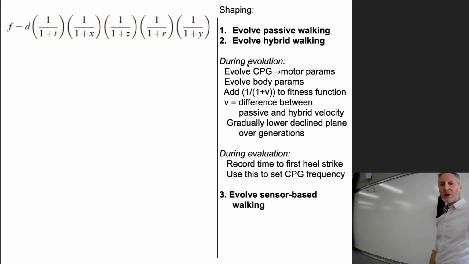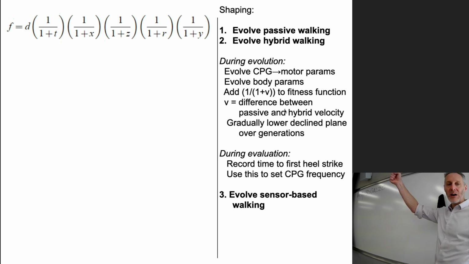Okay, so what's going on during evolution? They're going to continue to evolve these 22 body parameters, and they're going to continue to allow evolution to evolve the subset of weights that lie between the central pattern generator and the motor neurons, but they're going to alter the fitness function. They're going to multiply this whole thing by another penalty term, 1 over 1 plus v. So they're tasking the evolutionary algorithm with continuing to maintain walking, but make sure v is as low as possible. What is v? V is the difference between the passive velocity.